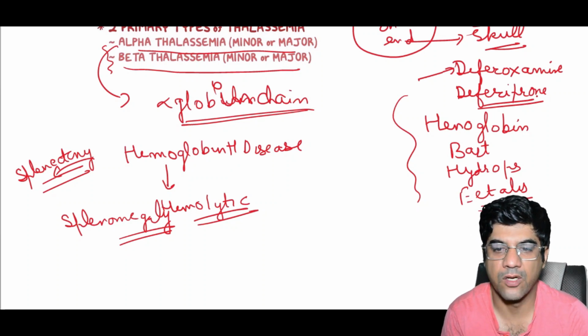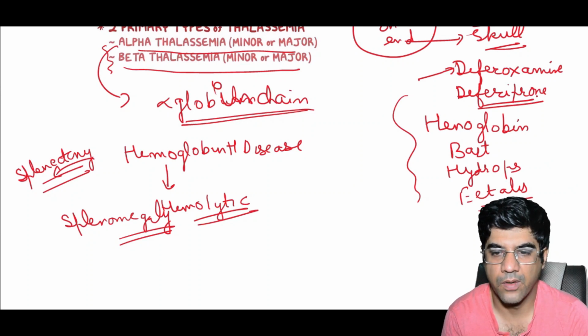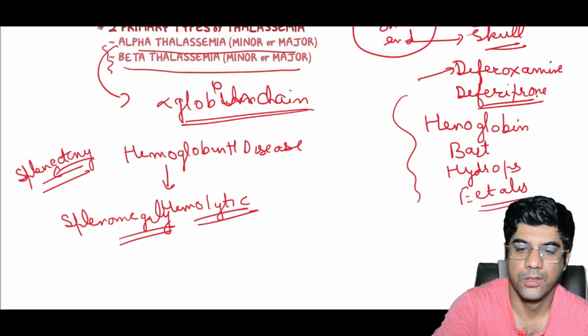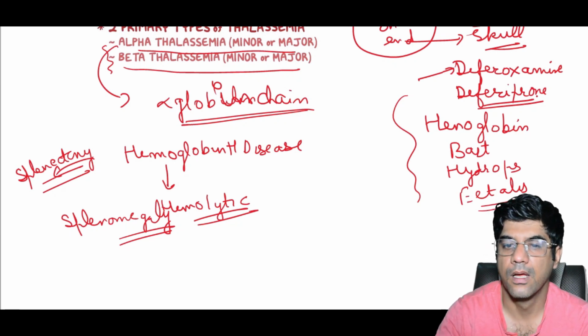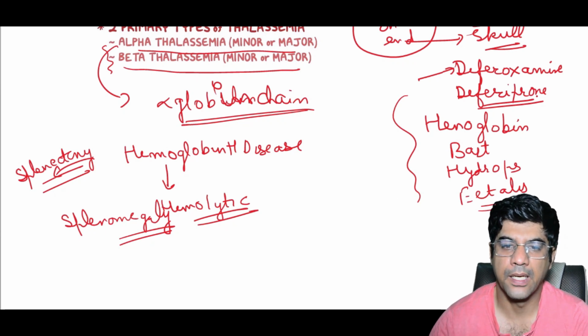Apart from that, genetic counseling can be done, and surgical correction can be done for the facial deformities. That could be the treatment of your choice. The next condition we are going to discuss is aplastic anemia.